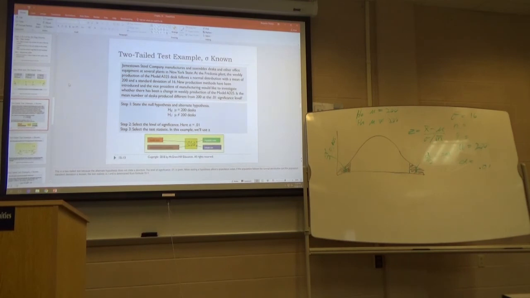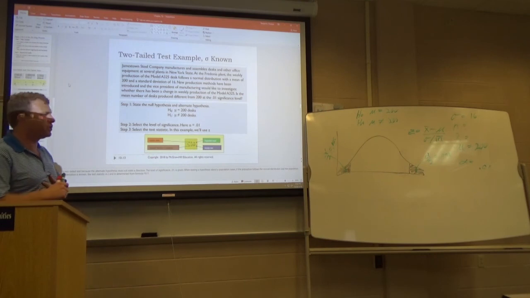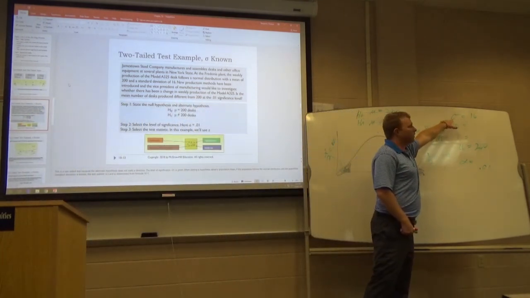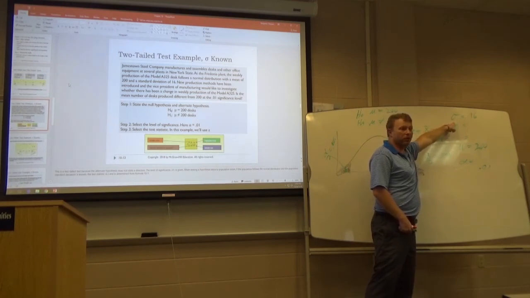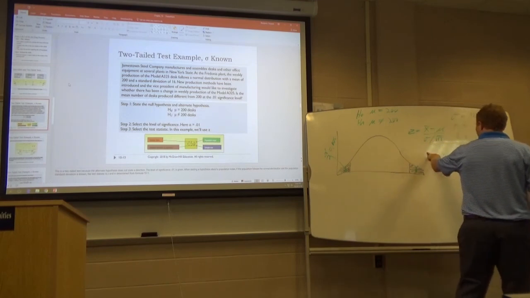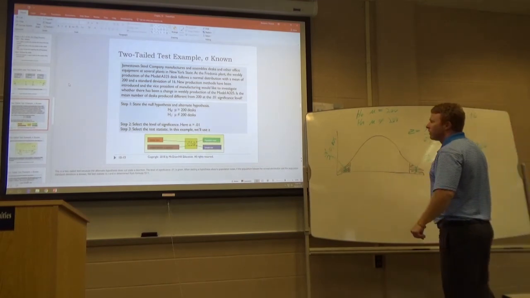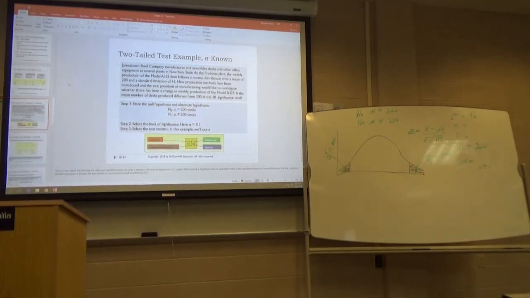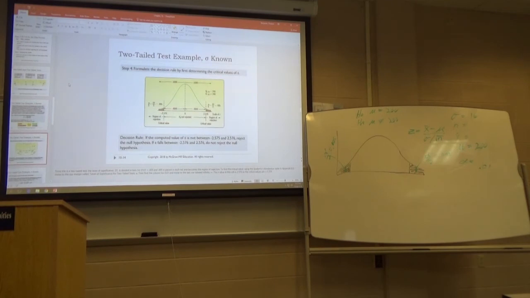Yeah. All right. Step 3, select the test statistic. In this example, we'll use Z. Why are we using Z? Because we know our sigma, don't we? We don't have to estimate our standard deviation. We know what it is for that population. So we're going to use the most accurate we can, that Z-score. All right. So now we're really going, aren't we? We're already halfway through. Oh my gosh, I'm almost embarrassed to do this. This is so easy.